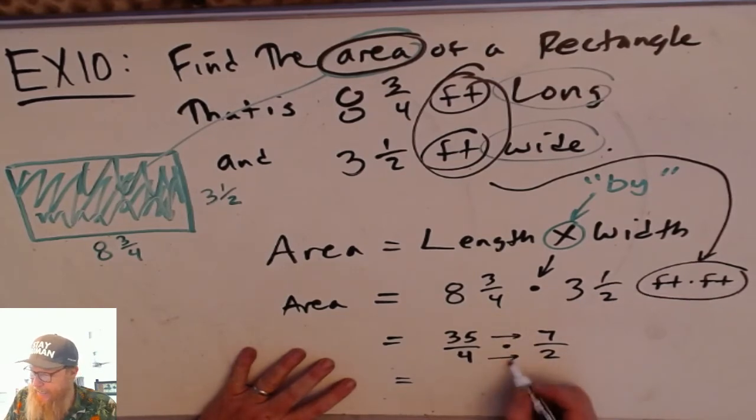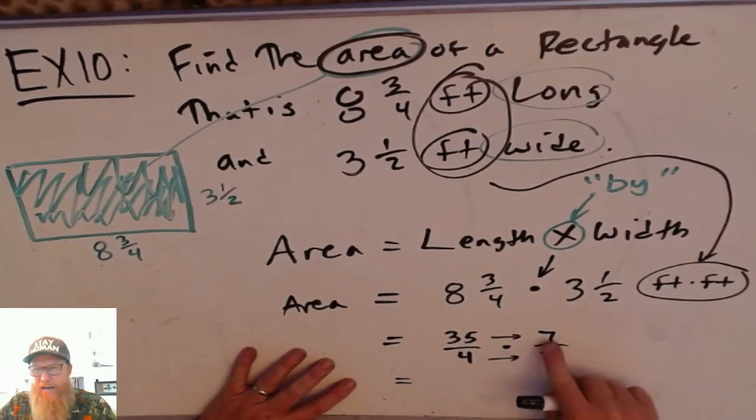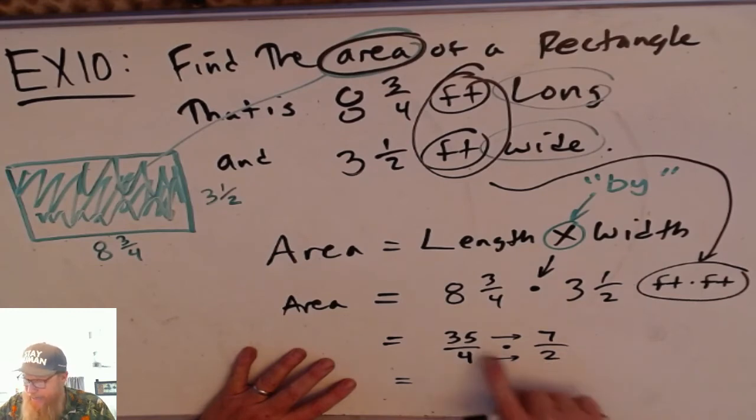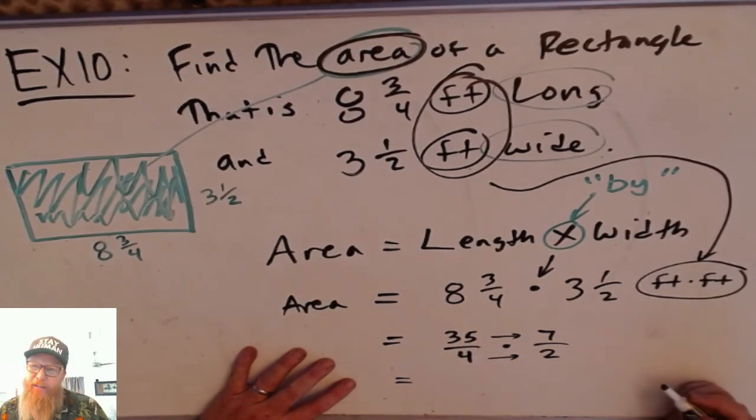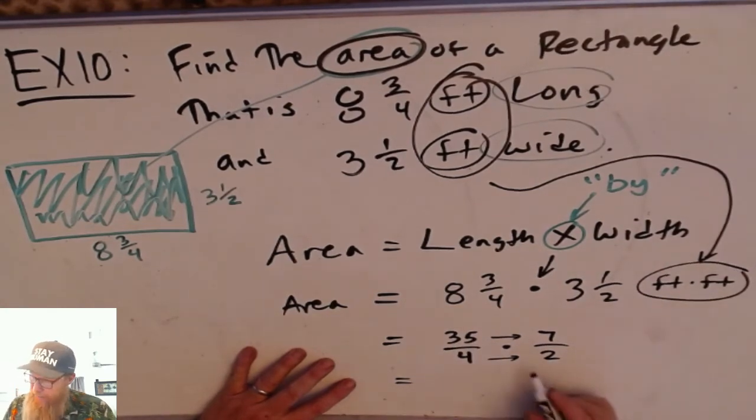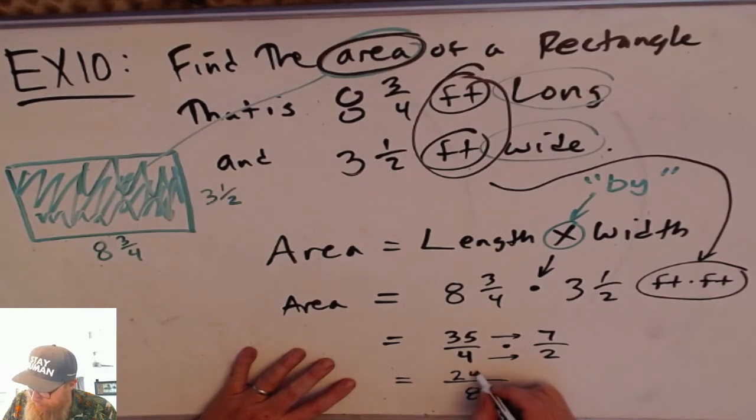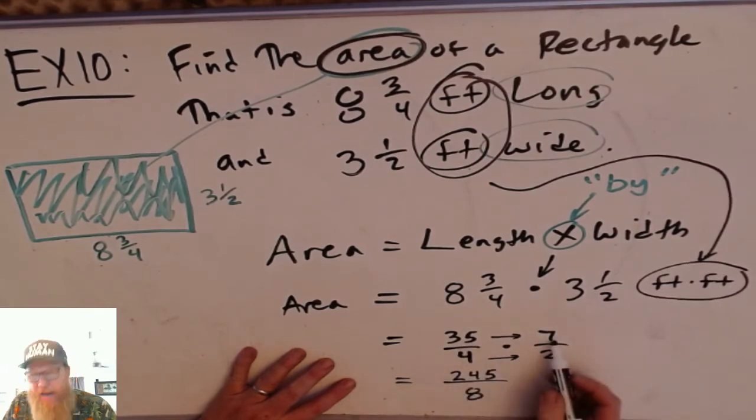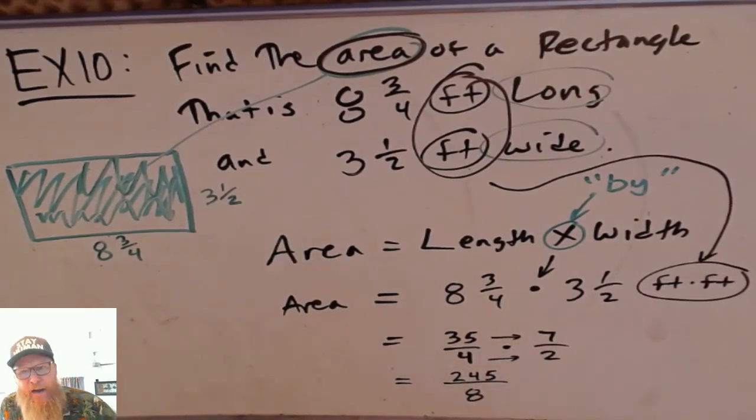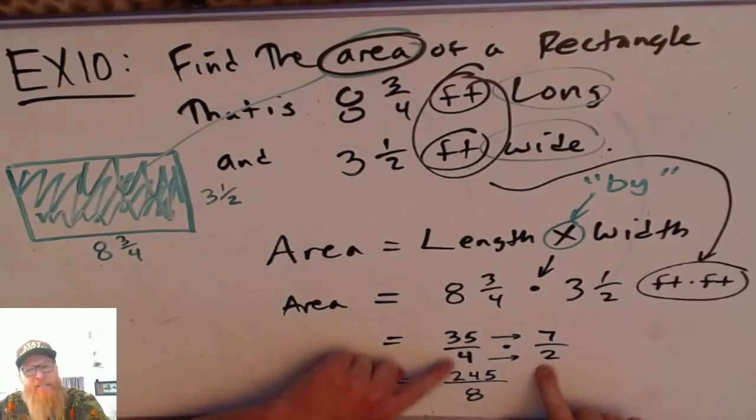Oh, we don't get any canceling. Look, 4 does not have a common factor with 7, and 35 does not have a common factor with 2. Bummer, huh? So we just have to do it. We're going to get 245. 35 times 7 is 245. 4 times 2 is easy. That's 8.